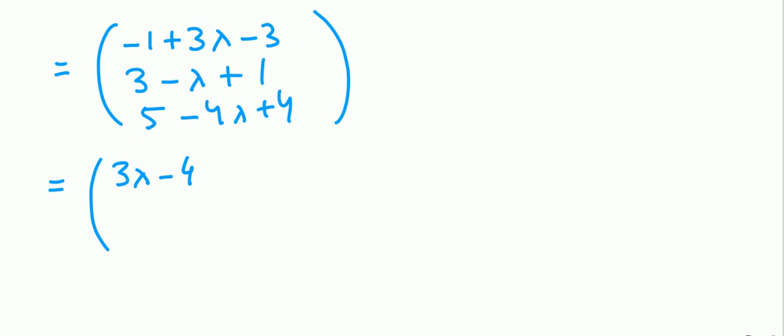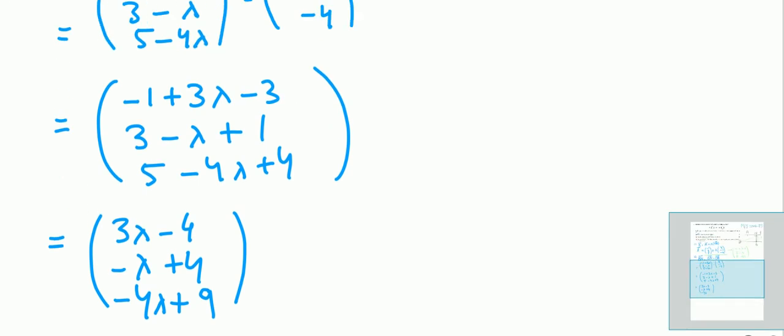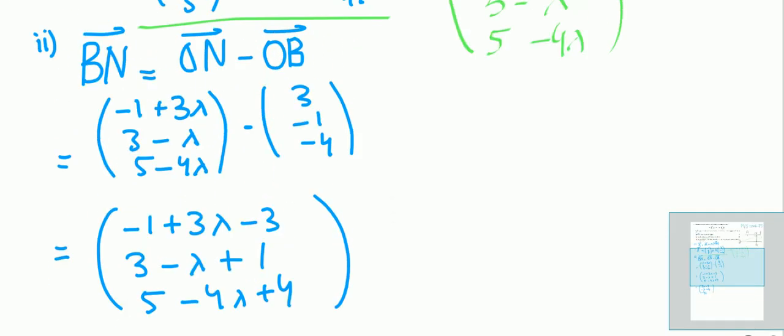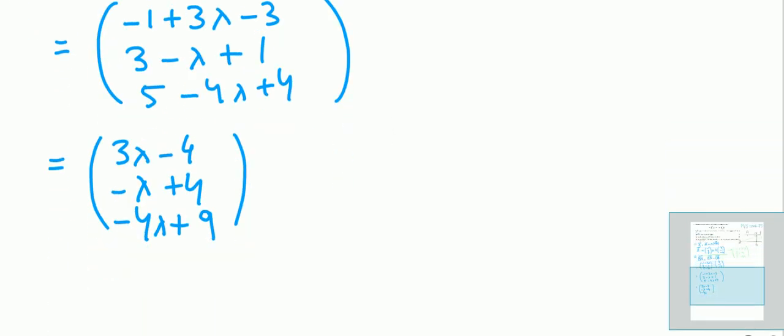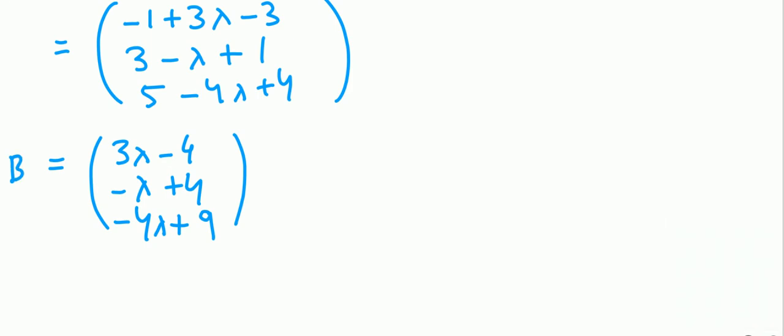Lambda minus 4, minus lambda, plus 4, minus 4 lambda, plus 9. So this right here is basically our Bn vector.